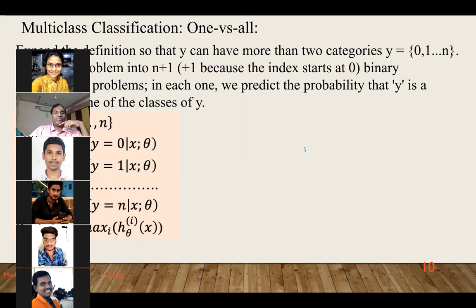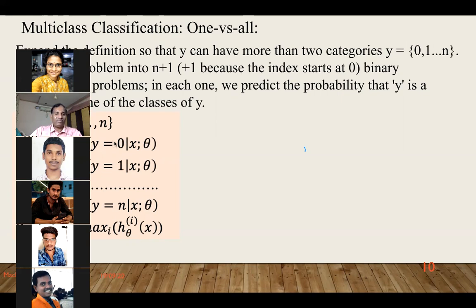So you need to do n plus 1 classification problems. You should consider whether it is 0 or non-zero, whether it is 1 or non-1, whether it is n or non-n. So there are n plus 1 values, so n plus 1 fittings you need to do. For whichever one you get the highest probability, that class will be assigned. So here y equals 0 to n, the first logistic regression we will build is whether it is 0 or not.